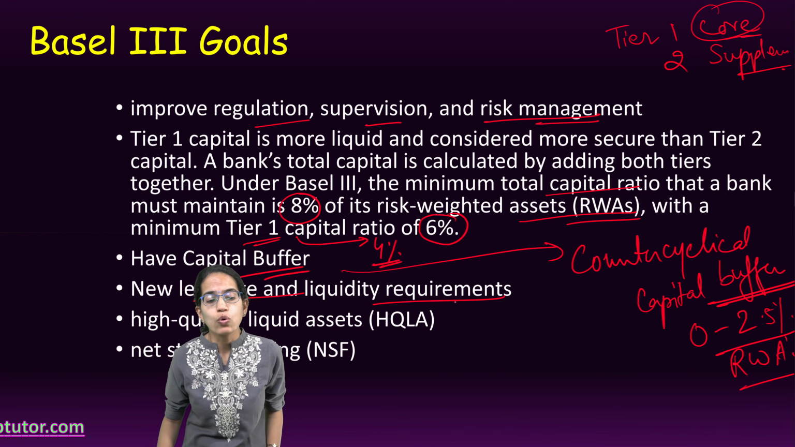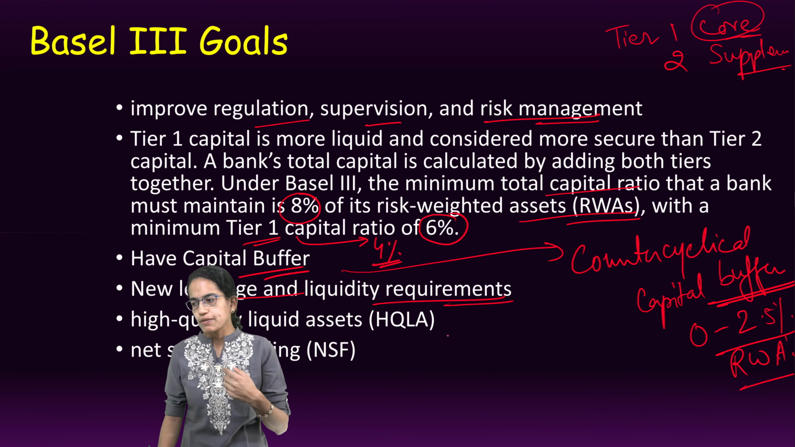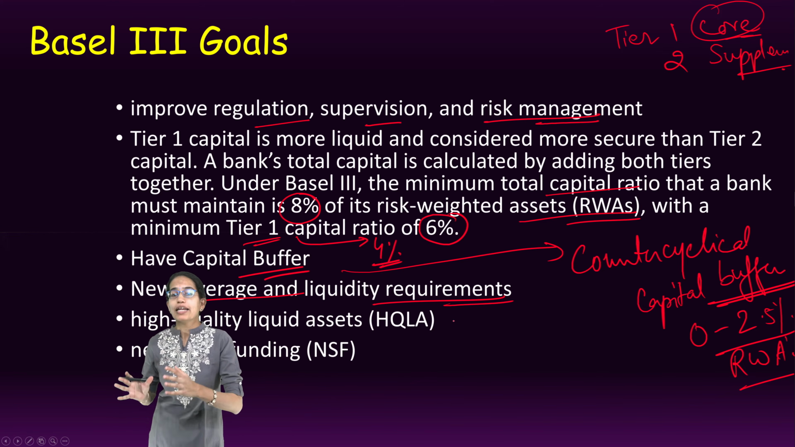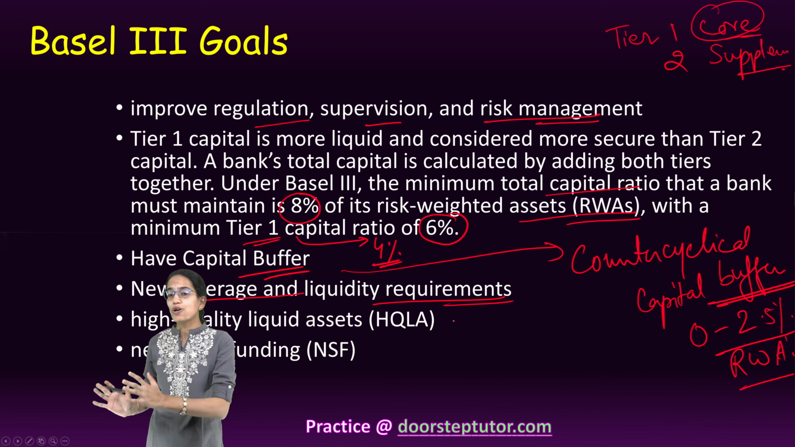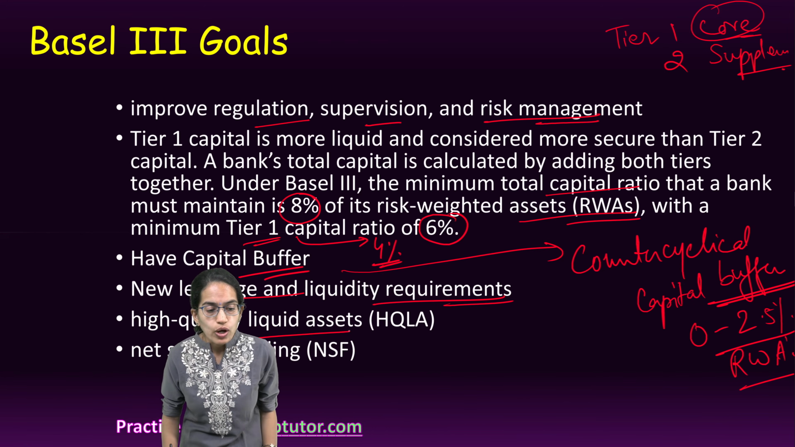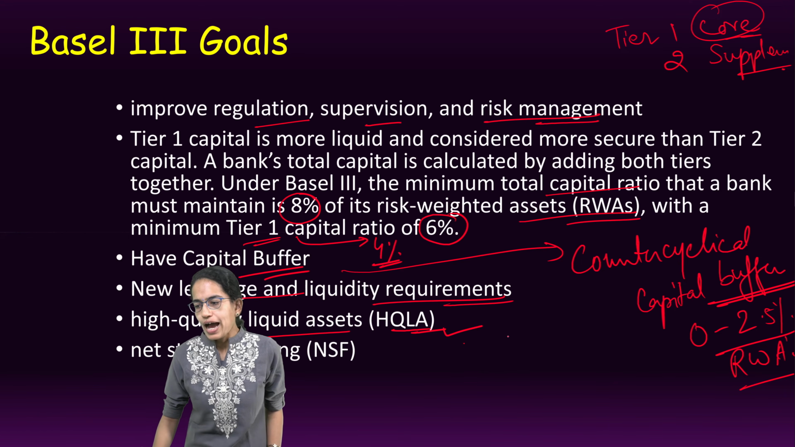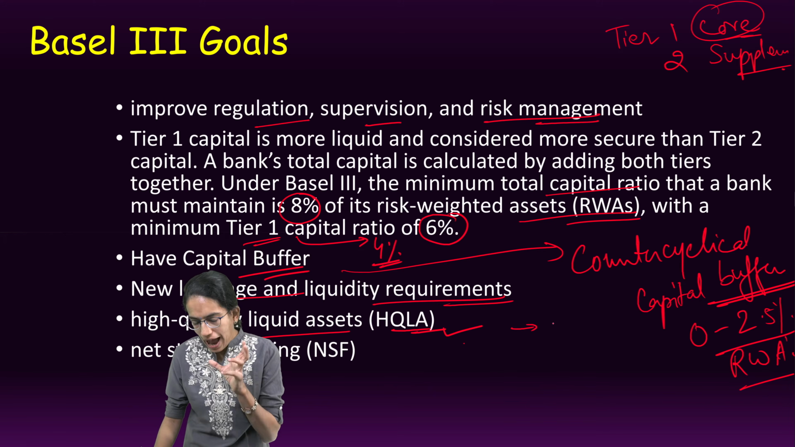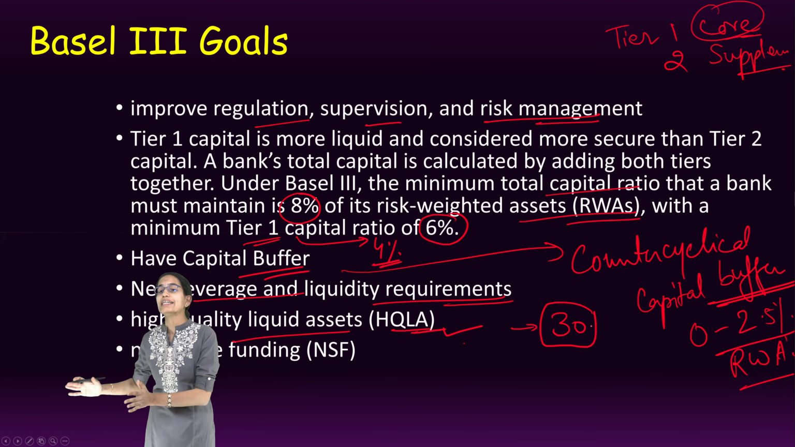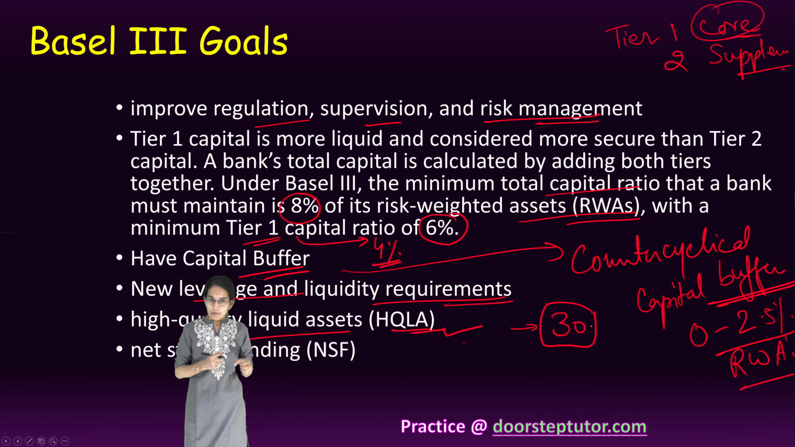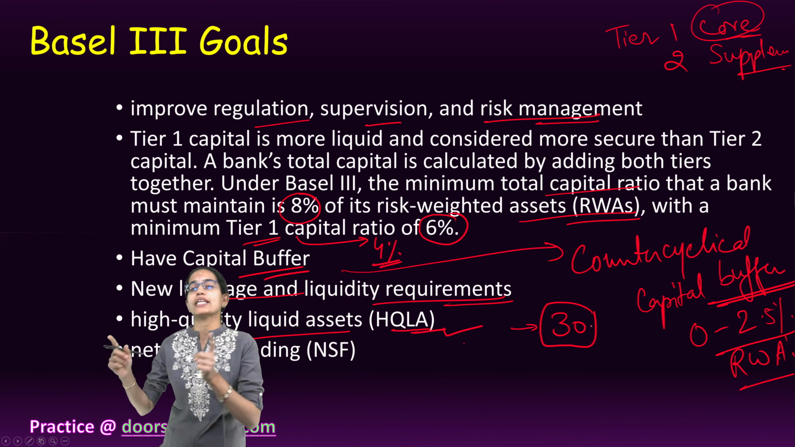The next is new leverage and liquidity requirements. Under these, what is important? We are to safeguard against excessive and risky lending. So banks should make it clear that they are not doing risky lending. High quality liquid assets, known as HQLA, would be maintained, and these would hold enough funds to last a period of 30 calendar days. So in case the bank is having a problem, this high quality liquid asset should be able to meet any requirement for the next 30 days to come.